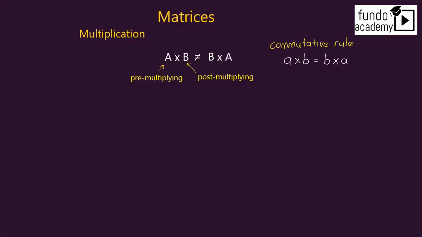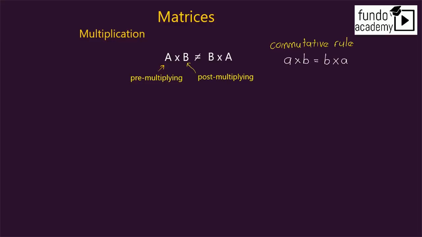So A multiplied by B, where A is the pre-multiplying matrix and B is the post-multiplying matrix, is not equal to B times A, where B is the pre-multiplying matrix and A is the post-multiplying matrix. You need to understand this. This is very, very important. The commutative rule in this case with matrices does not apply.